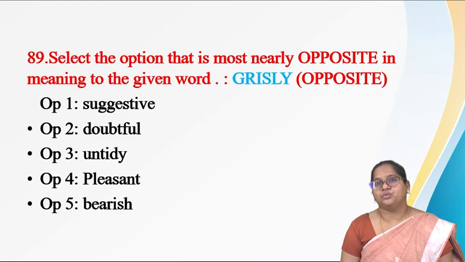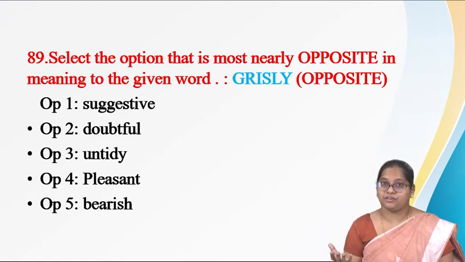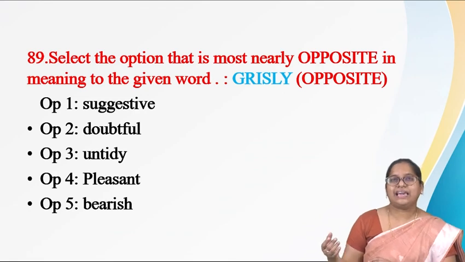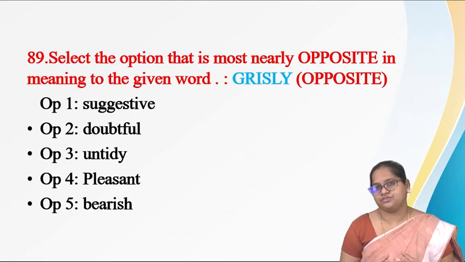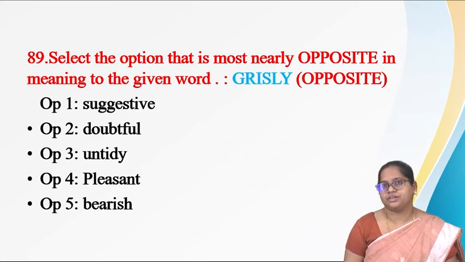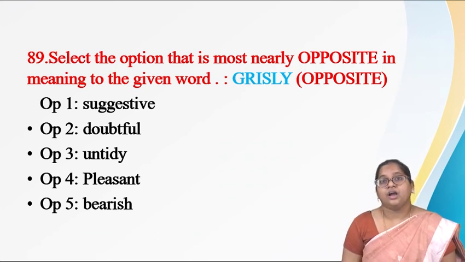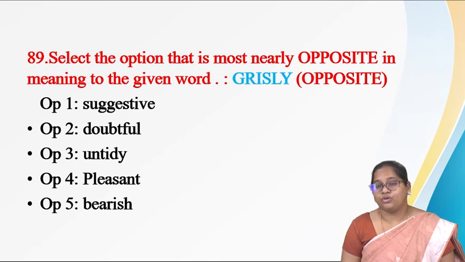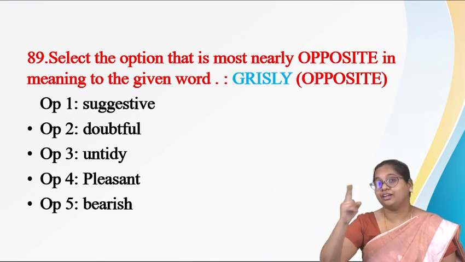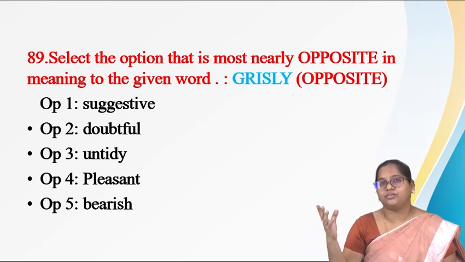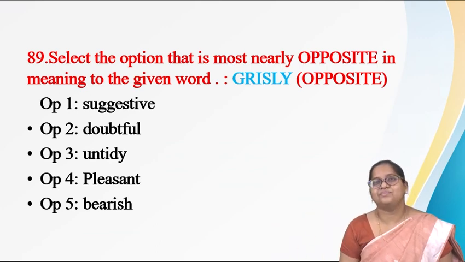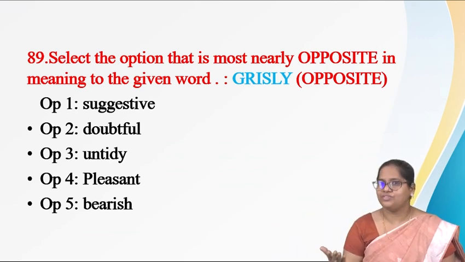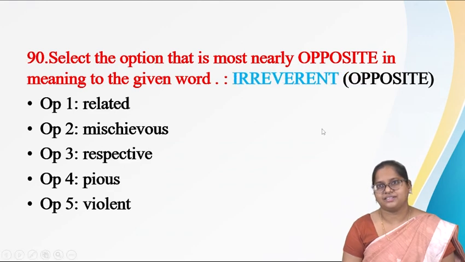And when you visualize something and when it is visible, it is very terrifying, very scary, and it's not very pleasant. And bearish is again having the features of a bear, and it is very difficult, again not a very pleasant thing. Option 4 is the opposite of gruesome, or very terrible, or very negative meaning. The opposite of that is pleasantness. So obviously option 4 is the right answer.